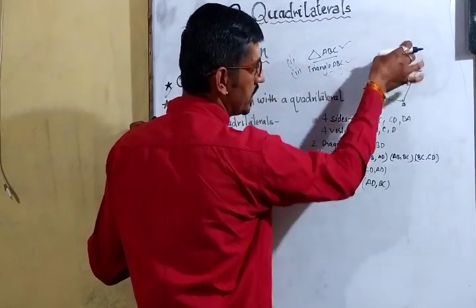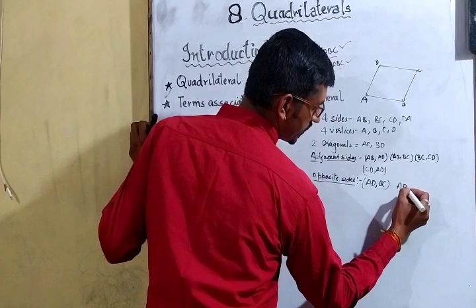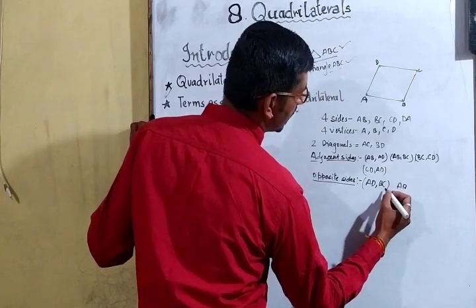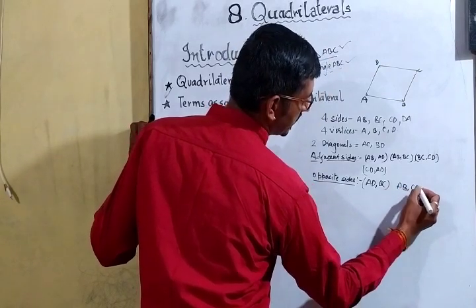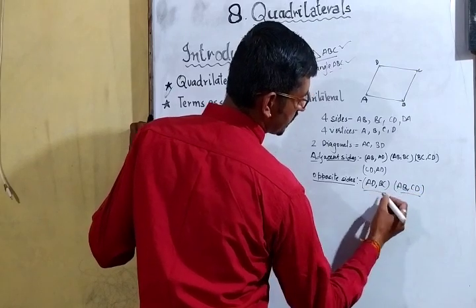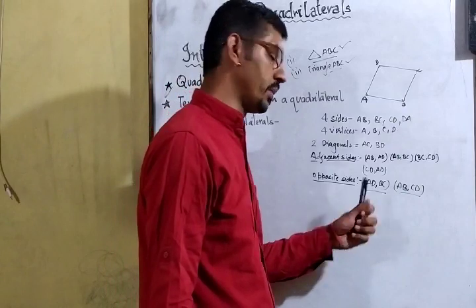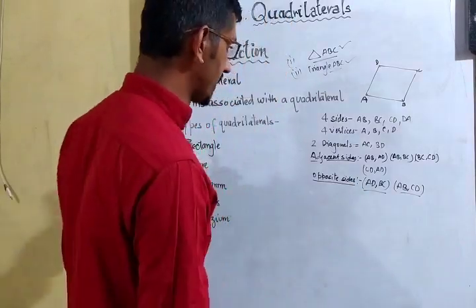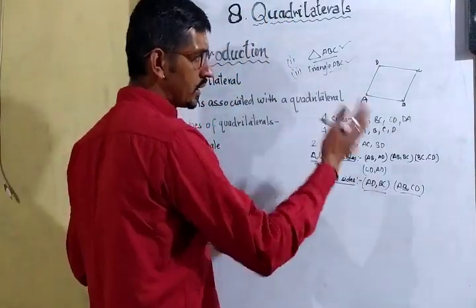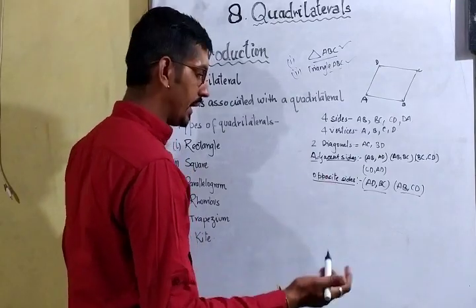Now here AB and CD. Two pairs of opposite sides, AB and CD. So one pair is this, one pair is this. So this is about opposite sides. Diagonal we have done. Now angles. Now move on to the angles.